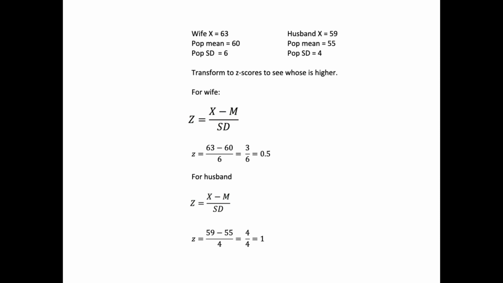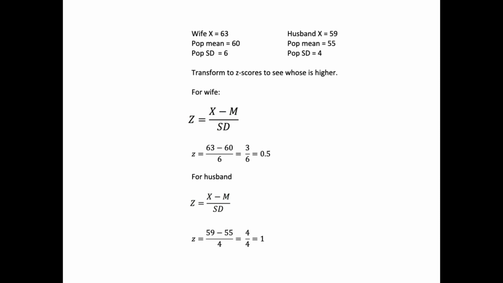So when we're computing the wife, there's our formula for the Z-score. I'm going to plug in her X, which is 63, subtract the mean, 60, and then divide it by the standard deviation, which is 6. So I get 3 over 6, or 0.5. So she's a half a standard deviation above the mean for her gender. For the husband, you can see that once we convert his X to a Z-score, that means we're going to plug in 59. The mean is 55 for men. The population standard deviation is 4.